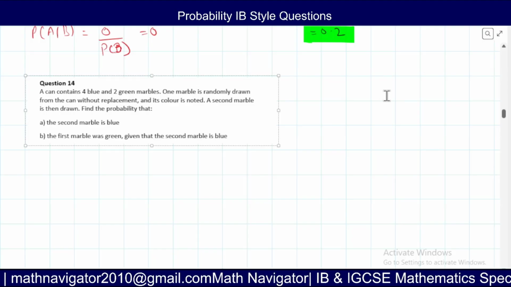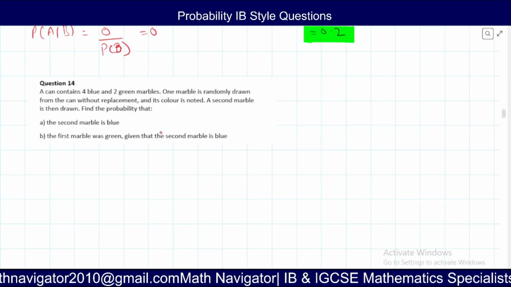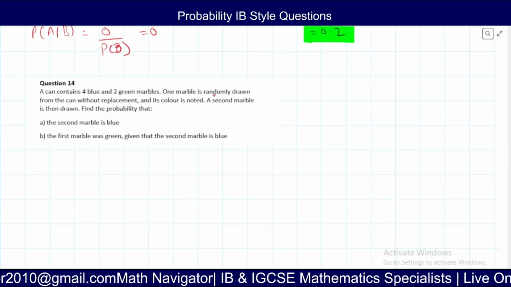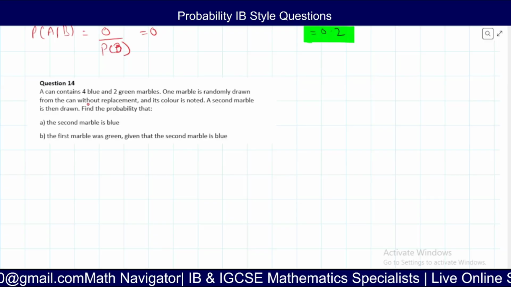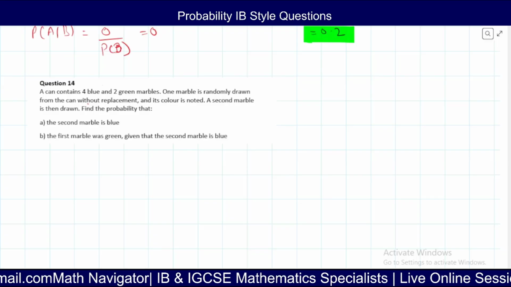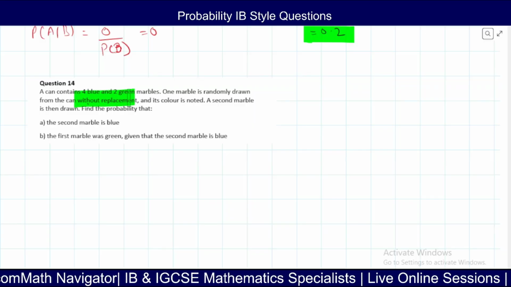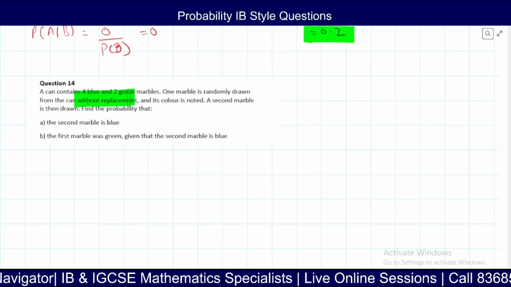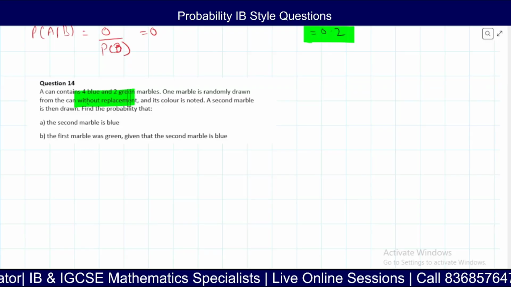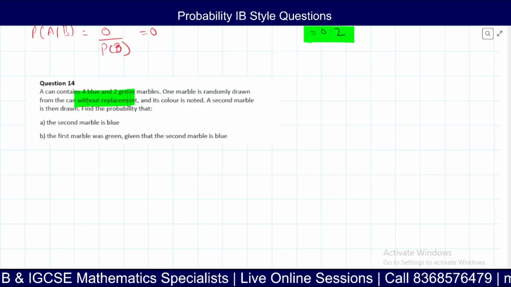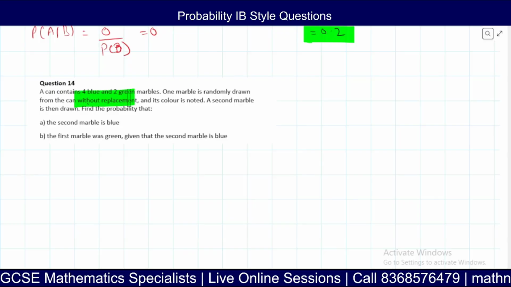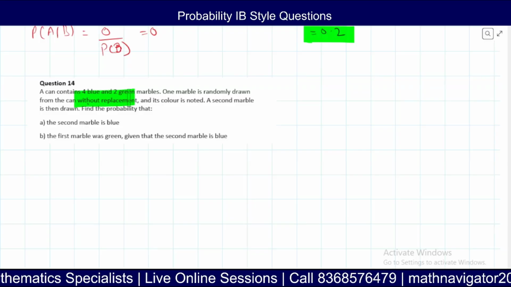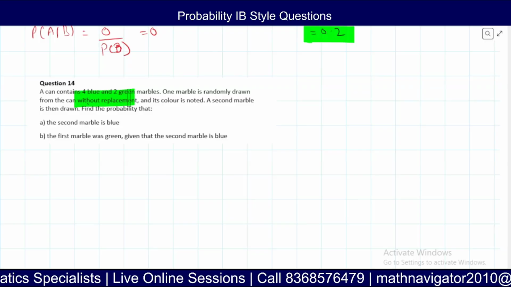Let's do this. A can contains 4 blue and 2 green marbles. One marble is randomly drawn from the can without replacement. Again, this word is very important, if it is with replacement or without replacement. With replacement means we have taken out the ball and put it back into the can. Without replacement means we are not putting it back, and its color is noted. A second marble is then drawn. Find the probability that the second marble is blue.